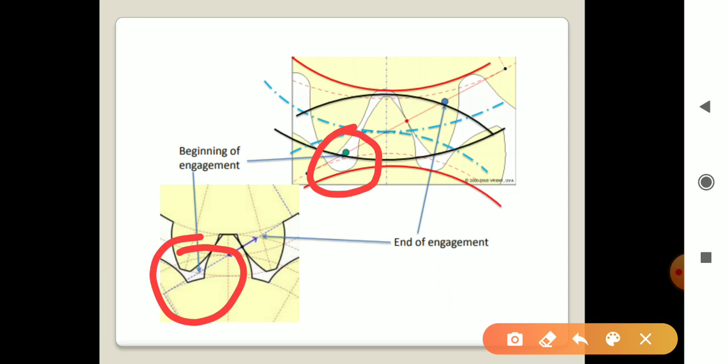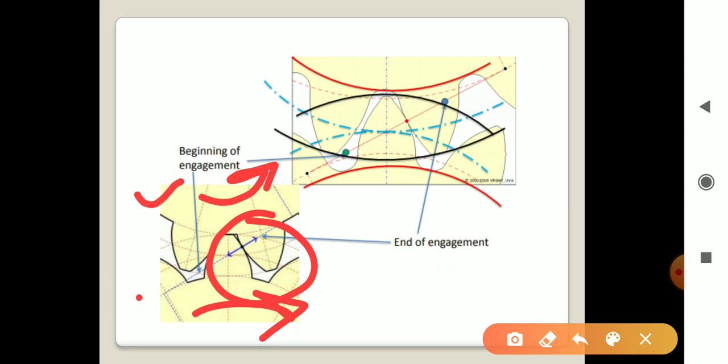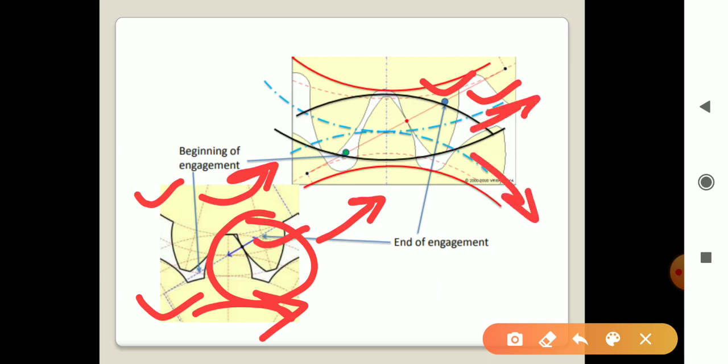Now the end of engagement: at this point, this gear rotates in that direction and this gear in that direction. Suppose this wheel becomes a pinion. Then this tooth begins to disengage as it moves in this direction, so this will be the end of engagement, or disengagement. A similar condition will be here, where this tooth moves here and this one moves here, so this will be a disengagement condition.